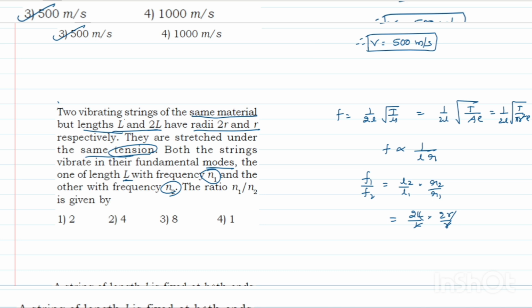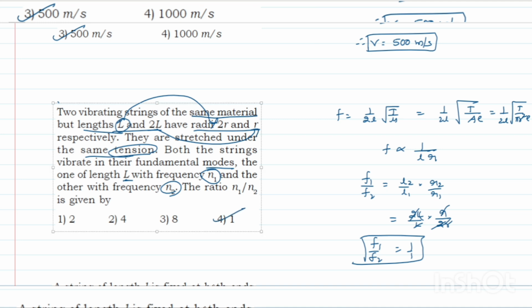Sorry, here the first length is given as L. For that, the radius will be 2R, and the R2 value will be R. So here L and L get cancelled, R and R get cancelled, 2 gets cancelled. So the frequency ratio will be 1:1. The initial length radius is given as 2R and the second length radius is given as R, so the ratio will be 1:1.